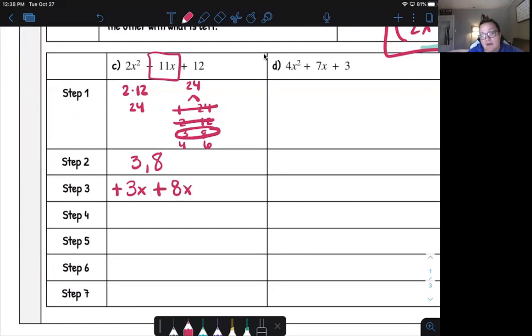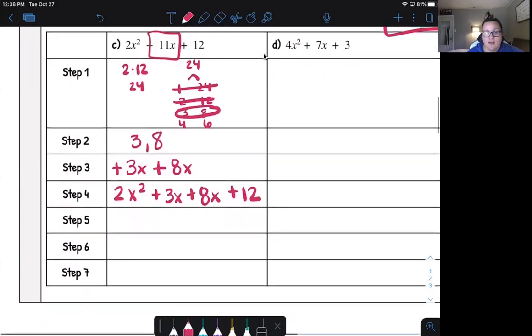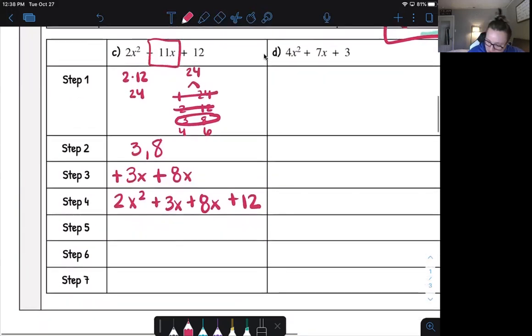Step 4, rewrite your polynomial using these two terms for the bx term. So 3x plus 8x plus 12. Then step 5, put your grouping symbols. Make sure you have a plus sign in between. Step 6, factor out what each pair has in common.